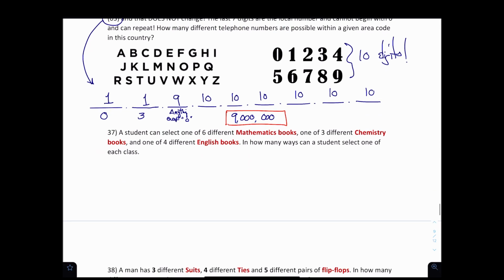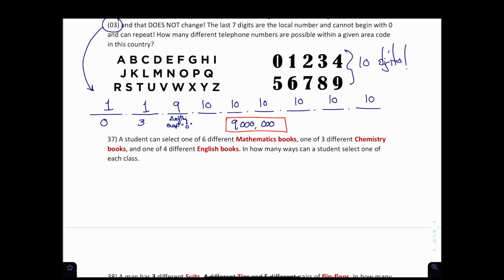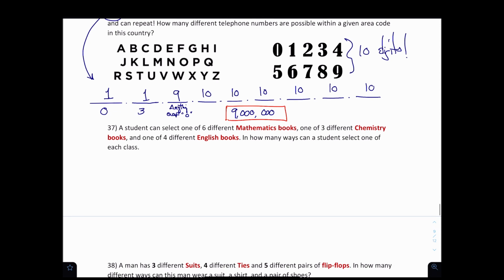Let's look at number 37. A student can select one of 6 different math books, one of 3 different chemistry books, and one of 4 different English books. How many ways can a student select one of each class? So obviously, this is an MN rule, and you have 3 positions. You have the math books, the chemistry books, and the English books. And then the number of choices, you get 6, 3, and 4. And if I multiply the number of choices, which is what MN rule asks us to do, I get 72.